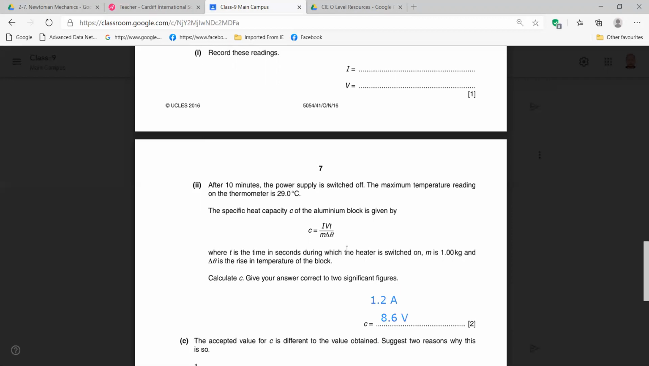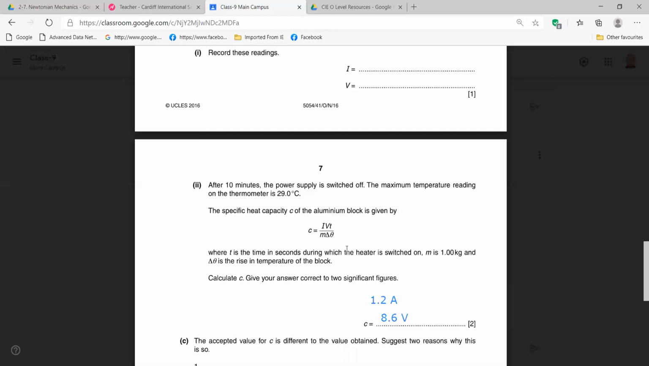Let me do the calculations. What is the time? 10 minutes. 10 into 60. Very good. So you have to convert to 600 seconds, right? Minute to seconds. Then next.